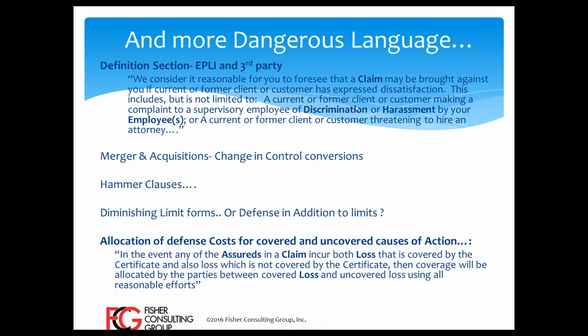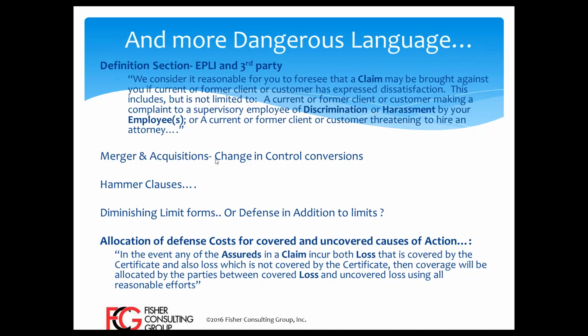Here's some more dangerous language that we've seen. EPLI and third party. Look at this definition. A current and former client or customer. Those are the only types of third parties that are covered. Wow. I've seen broader definitions of third party, meaning such words to the effect, anyone with whom the insured interacts. And I think that's a much broader language, but this one's limited to simply a current or former client or customer. So in other words, a Federal Express guy who may be harassed, whatever, they're not covered. A third-party claim brought by them would not be covered because they're not a former or current client or customer. That's pretty narrow. Look out for those.